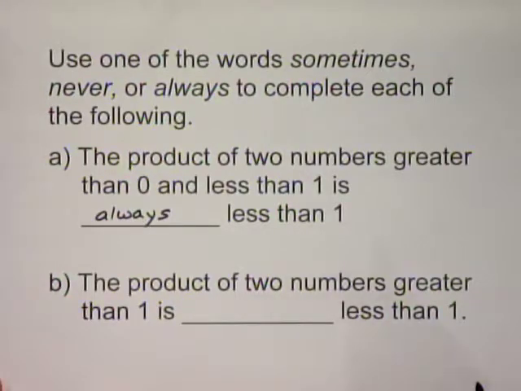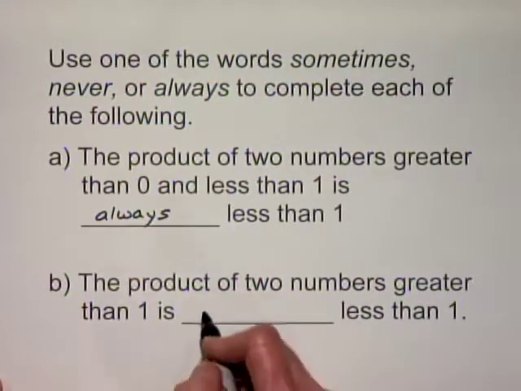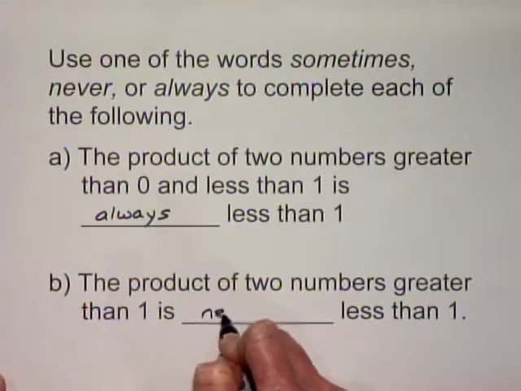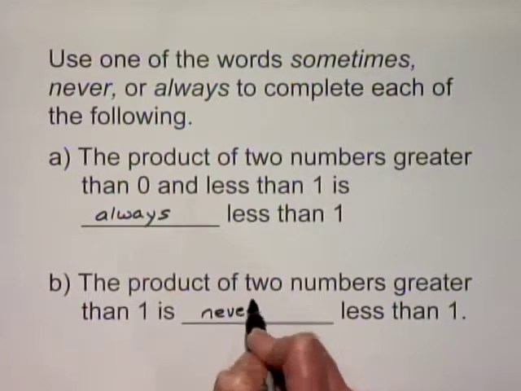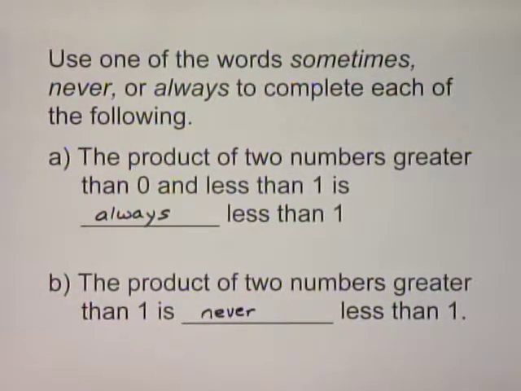If I have any number greater than 1 and I multiply it by some other number greater than 1, I cannot get a number less than 1. So we're going to write never in this blank. And we have a couple more of these.